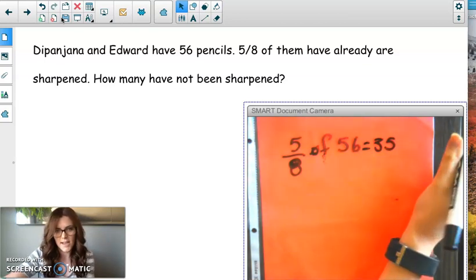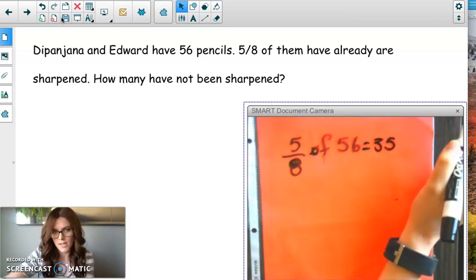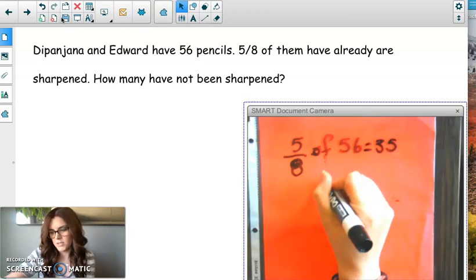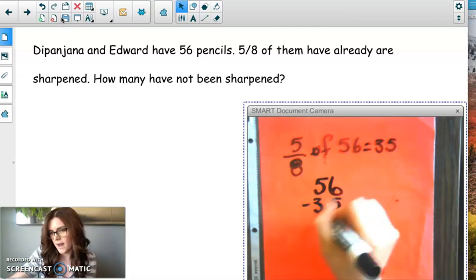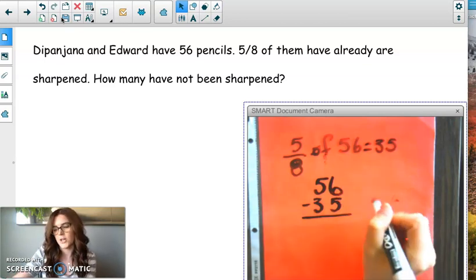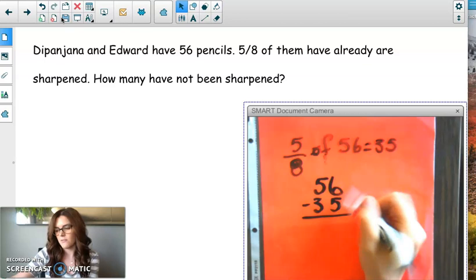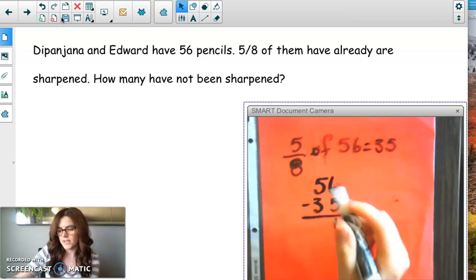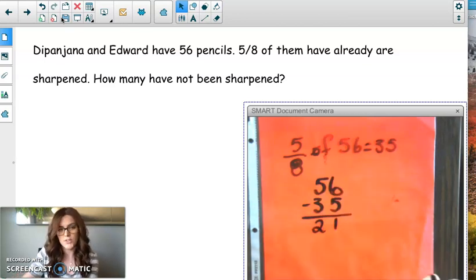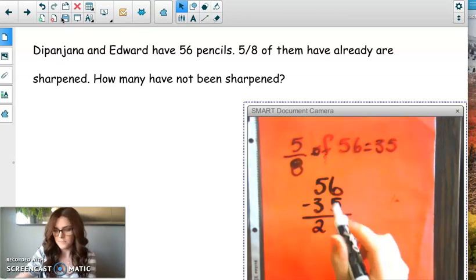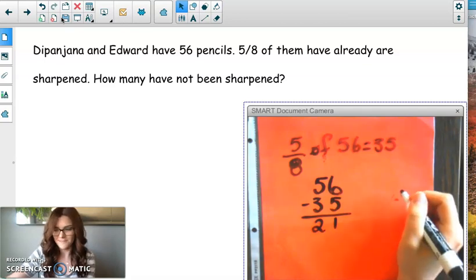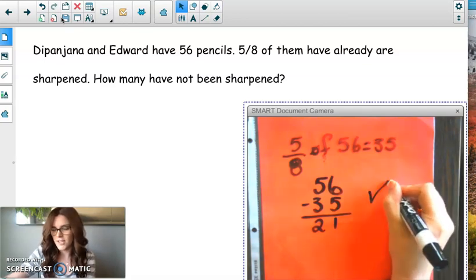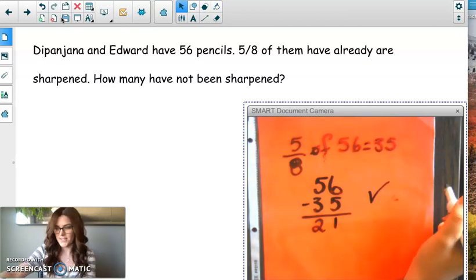The question is asking how many have not been sharpened. So we have to take our total number of pencils, which is 56, and we have to minus it by 35, the number of pencils that have been sharpened. So we have 6 minus 5, which is 1, and then 5 minus 3, which is 2. So the answer is 21. So we'd have to write a sentence. And the sentence could be that 21 pencils have not been sharpened. Give yourself a check mark, and if not, go ahead and make your corrections.